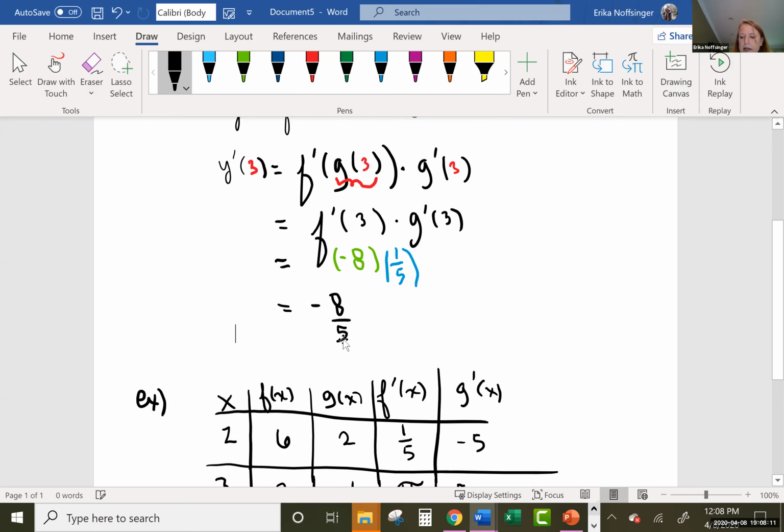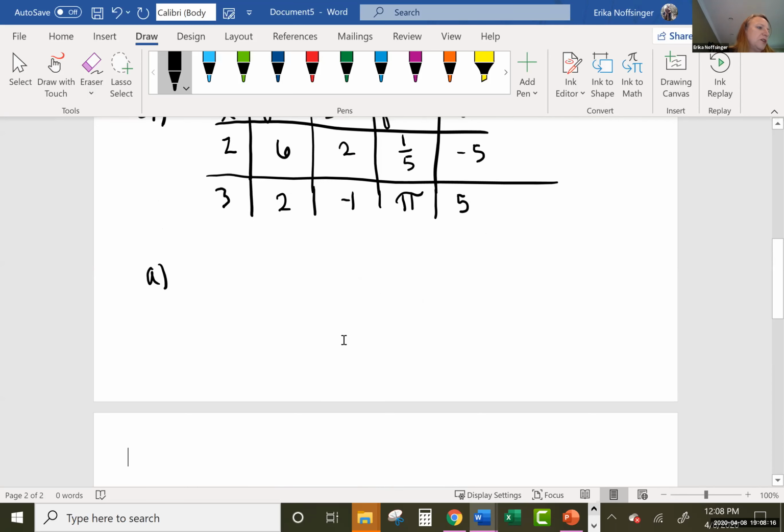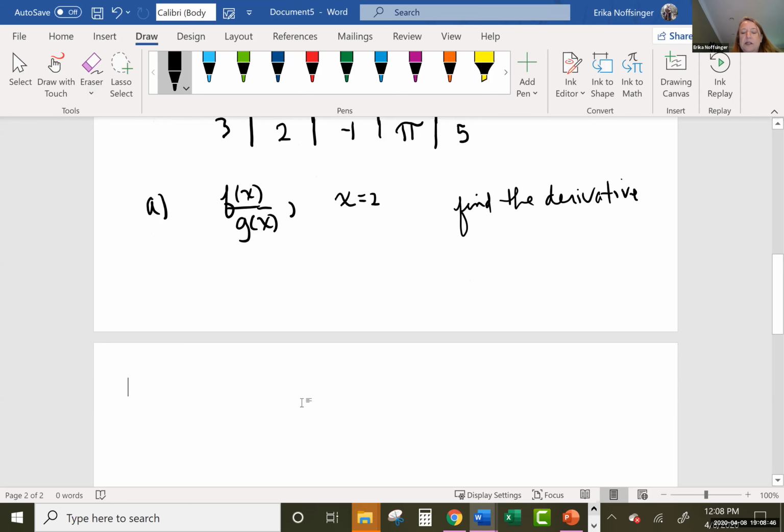Let's see if I can get this down there. So first one we want to look at is, what if it was f of x over g of x? And we wanted to find the value of this when x is equal to 2. So I'm just going to say this is y equals f of x over g of x, just so I can write the notation.